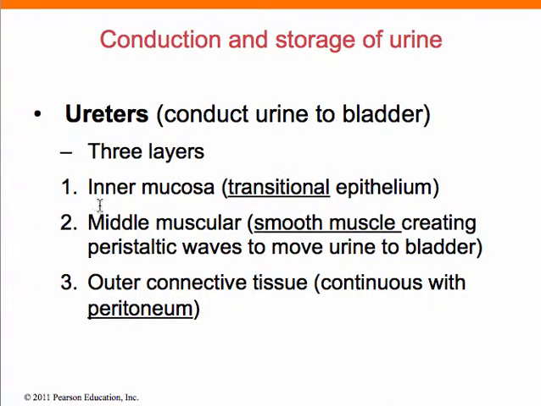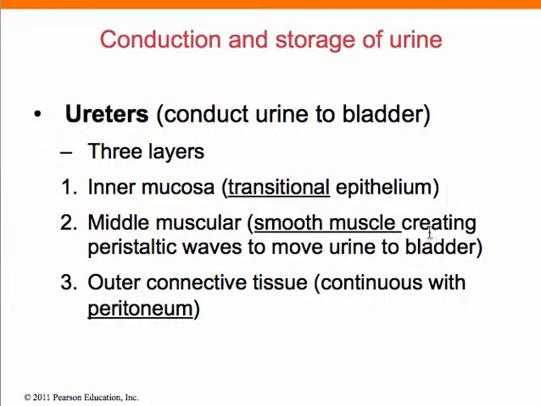So starting from the lumen, so that's the center of the tube, the innermost or deepest layer is the inner mucosa, and it's a transitional epithelium. Remember, the urinary tract is the only organ system in the body that has transitional epithelium. The cells in the stratified epithelium change shape and become larger towards the apical side of the epithelium, and that allows the cells to be able to stretch to accommodate volume changes within the organ.